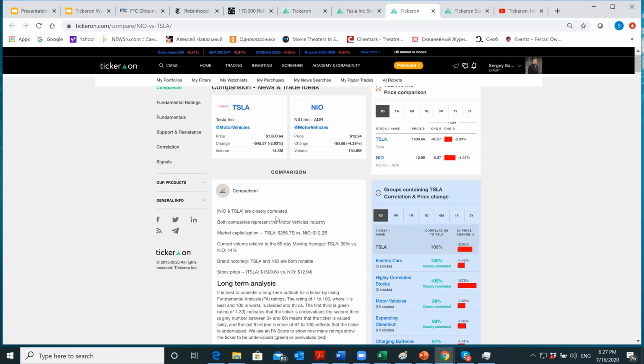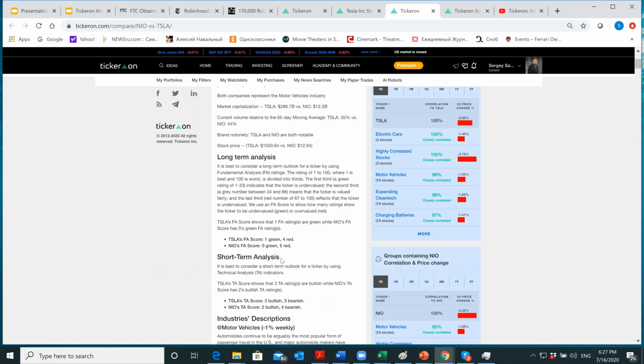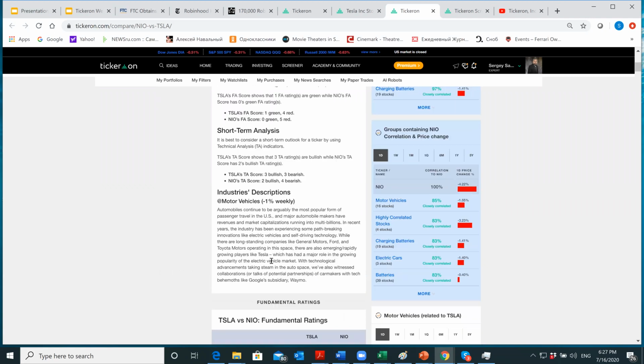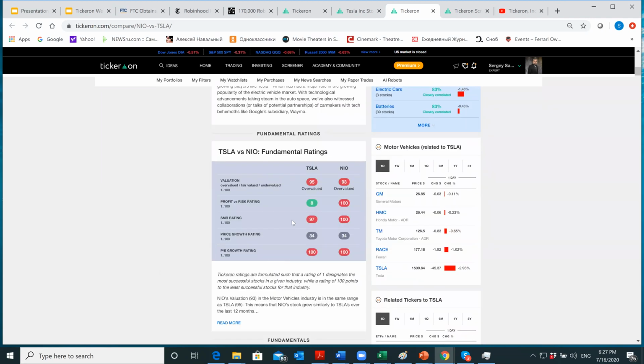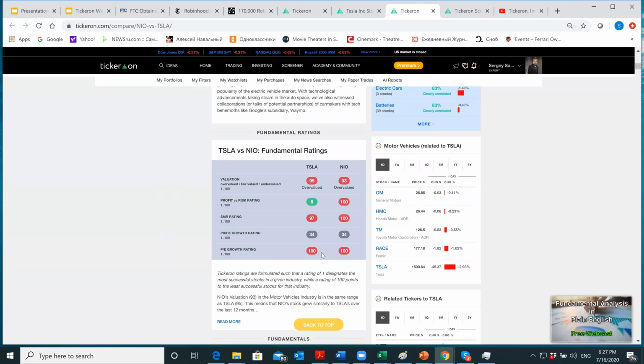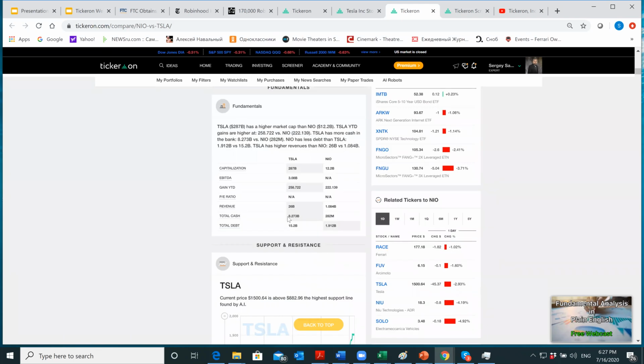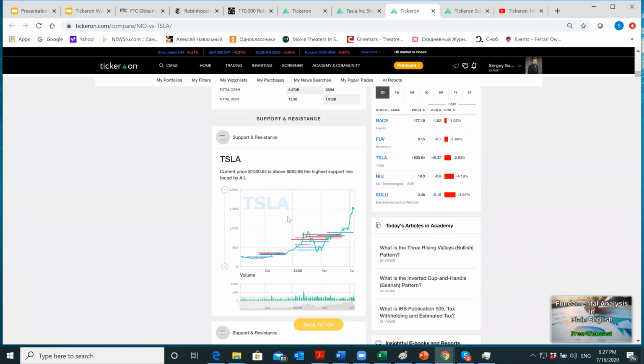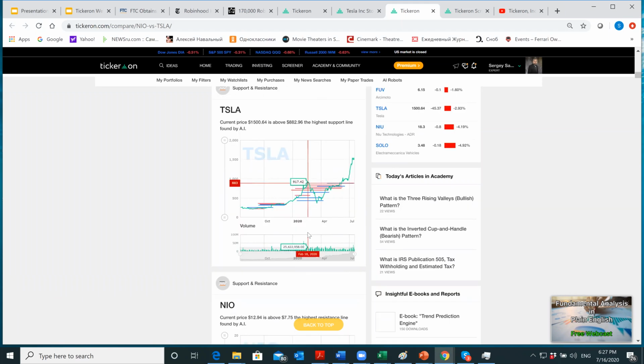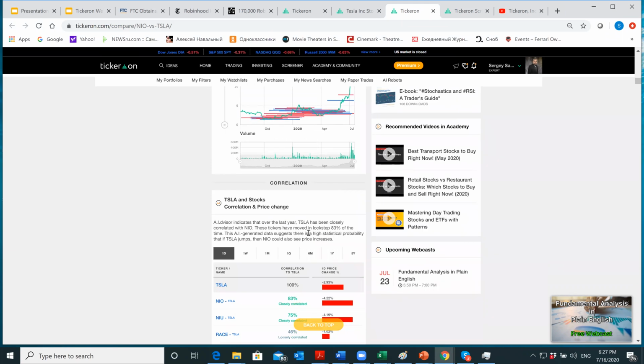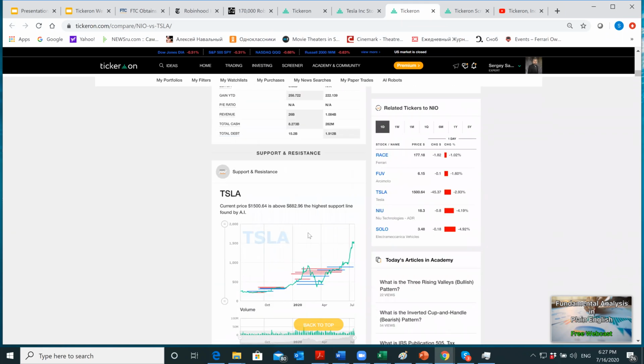Then here is a text which was generated about the comparison. So for instance, it's 286 billion market cap of Tesla, 12 billion for NIO. And all this long-term analysis, short-term analysis, we're giving you one-to-one. And this is a comparison of our rating on the fundamental part, okay? And comparing fundamentals, then, as you can see, is the analysis of the support resistance lines, and everything you need to compare two stocks actually here, okay?